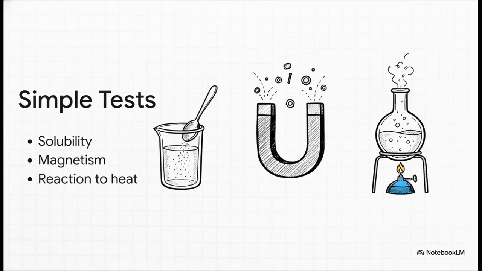So, let's talk about that active testing phase. What kind of simple tests can you actually run on matter? Well, you can check for solubility, like, does the substance dissolve in water? You can test for magnetism. Will a magnet stick to it? Or you can just observe how it reacts to heat. By running these simple tests, you refine your classifications and start acting exactly like a true scientific investigator out in the field.